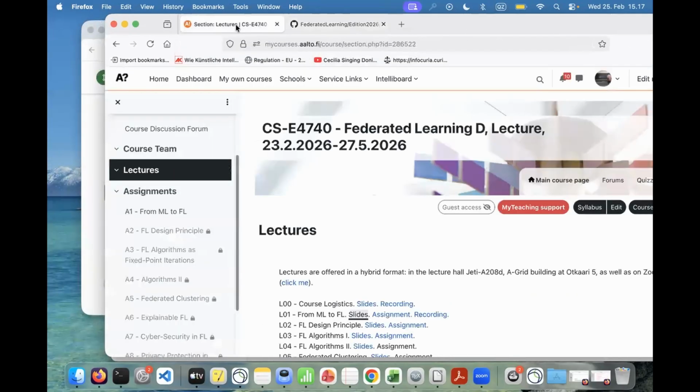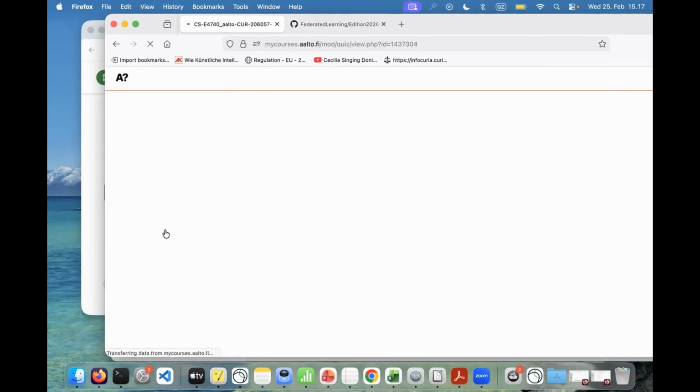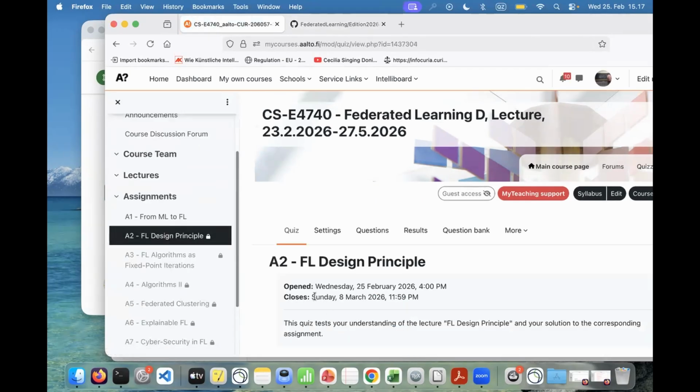So the deadline for the first quiz is the 8th of March. So this is Sunday next week. You have 2 weeks for the first assignment, and the same deadline applies to assignment two. So also assignment two will be due at the end of Sunday, the 8th of March. So we have two assignments due for the same deadline. This should give you some flexibility in scheduling your work time.